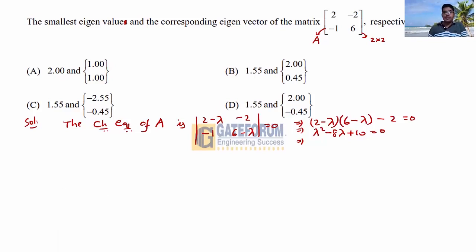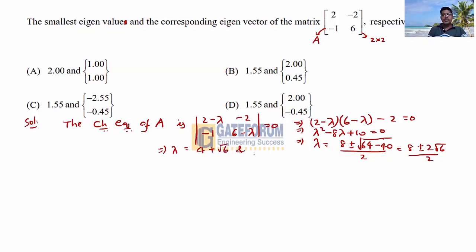So lambda is equal to minus b plus or minus root over b square, that is 64, minus 4ac, that is minus 4 into 1 into 10, minus 40, divided by 2a, that is 2. 64 minus 40 means 24. So 24 can be written as 4 into 6. The square root of 4 becomes 2, so 2 root 6 divided by 2. 2 is common in the numerator and cancels the denominator 2. So therefore, the lambda values are 4 plus root 6 and 4 minus root 6.